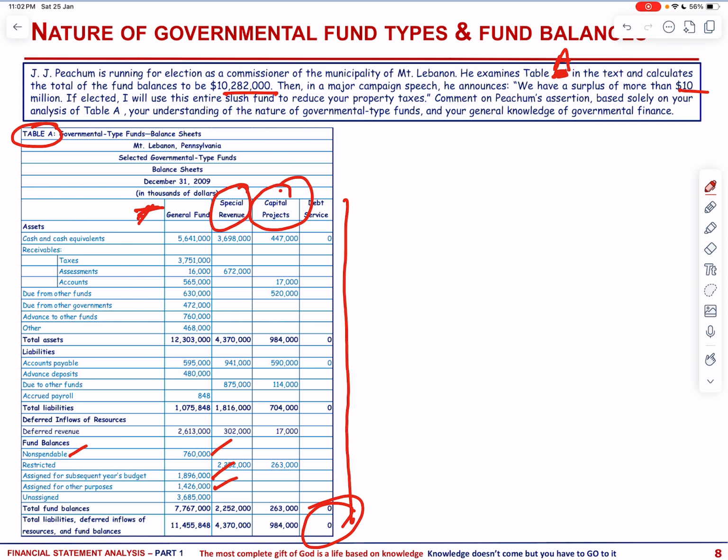Then we have 1,426,000. This amount may be available if Peasham can persuade the other commissioners that the needs it is currently assigned to are less urgent than reducing property tax. It is possible. Now, the unassigned balance of 3,685,000 is available, but only if the other commissioners agree that reducing the cushion for potential future economic downturns or emergencies is acceptable. However, doing so could risk a downgrade in the entity's credit rating.